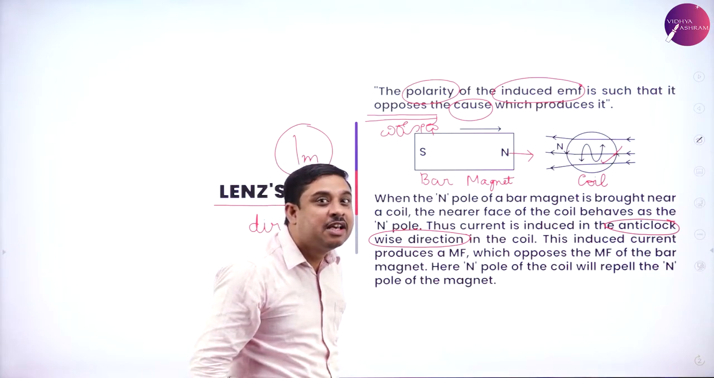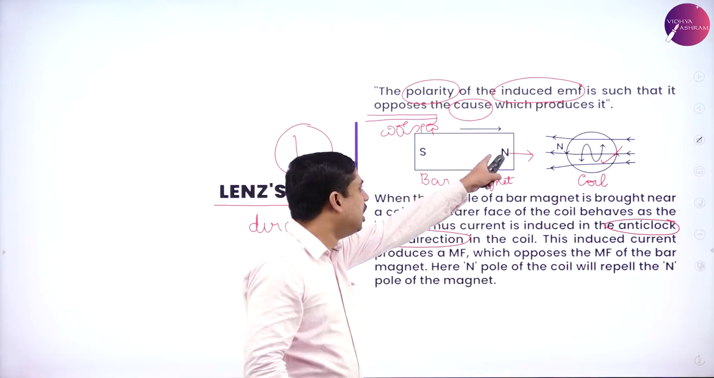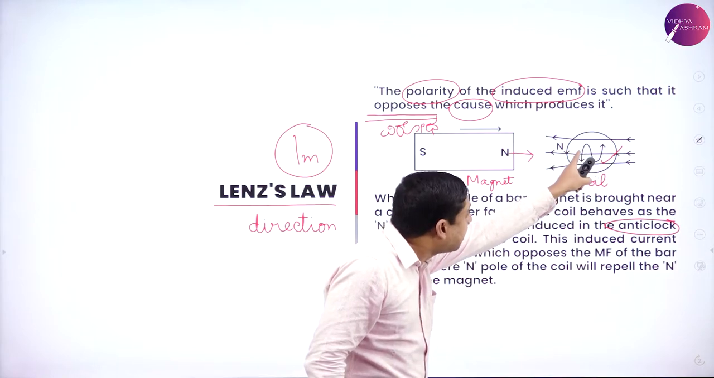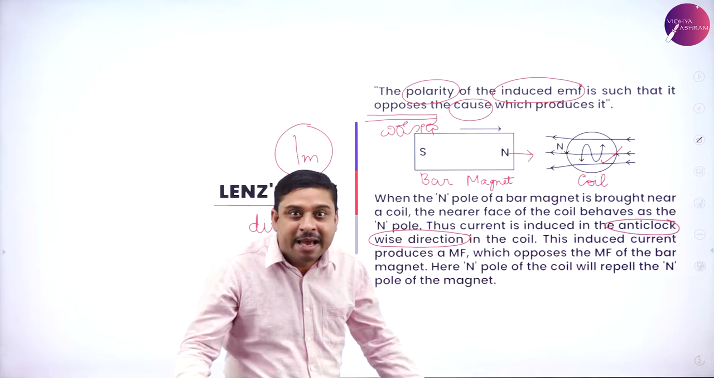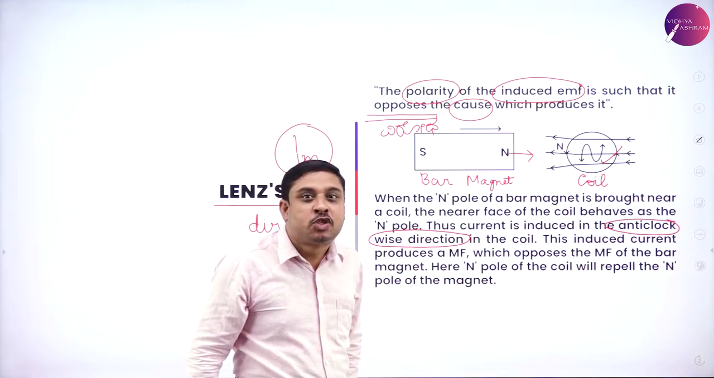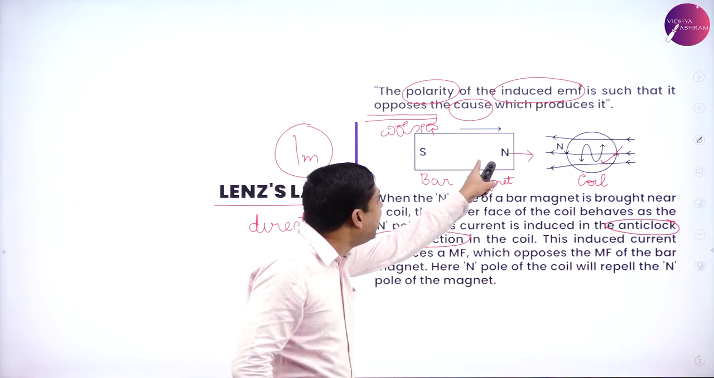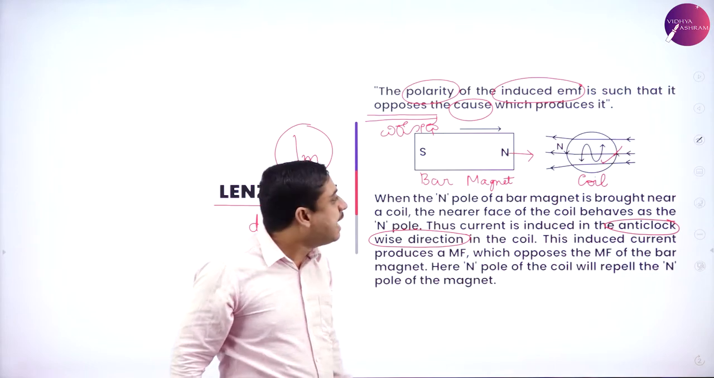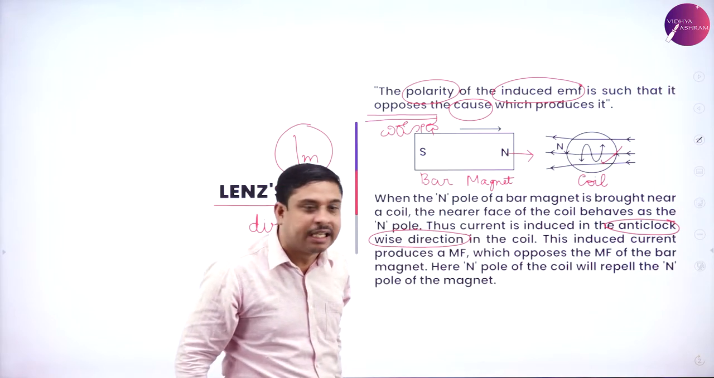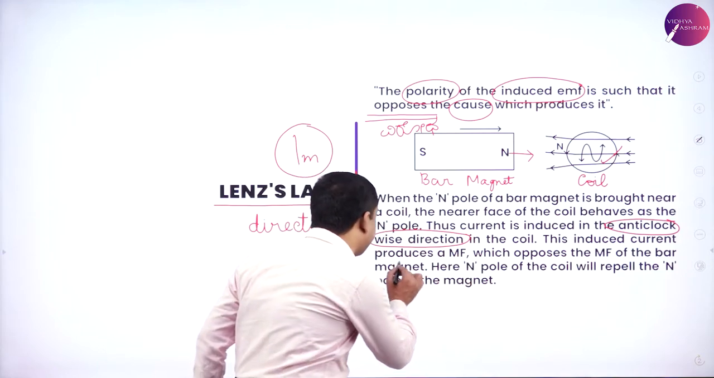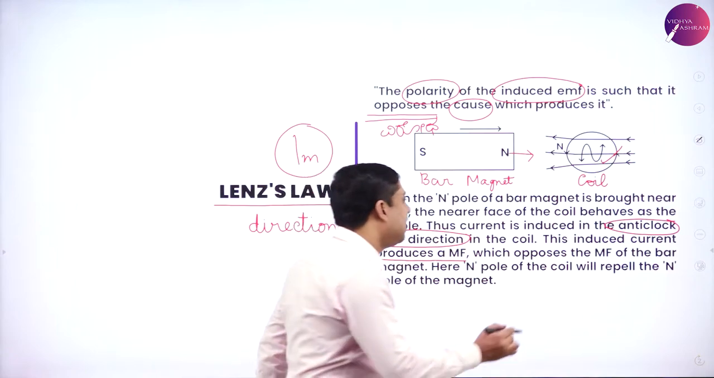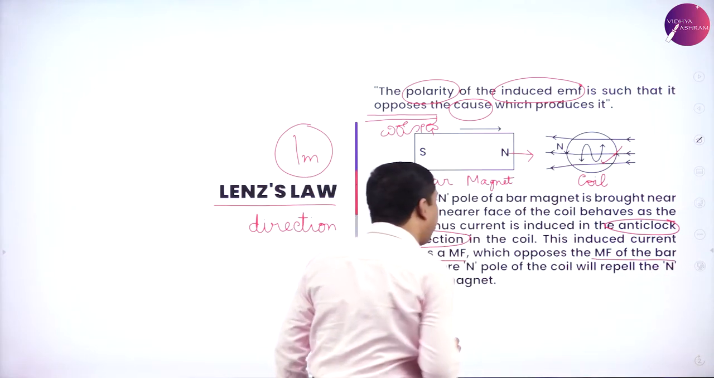So who is the cause for this induced EMF? Surely the magnet. Now what happens is, this current, the so-called EMF, will create a magnetic field which will oppose the magnetic field of this bar magnet. What is happening? This current induced in the anti-clockwise direction will create a magnetic field, will produce a magnetic field which opposes the magnetic field of the bar magnet.